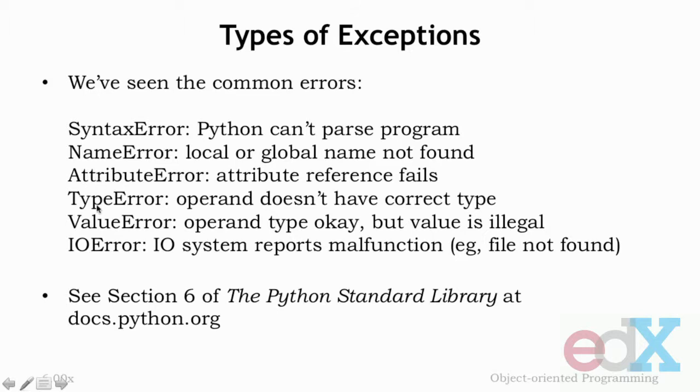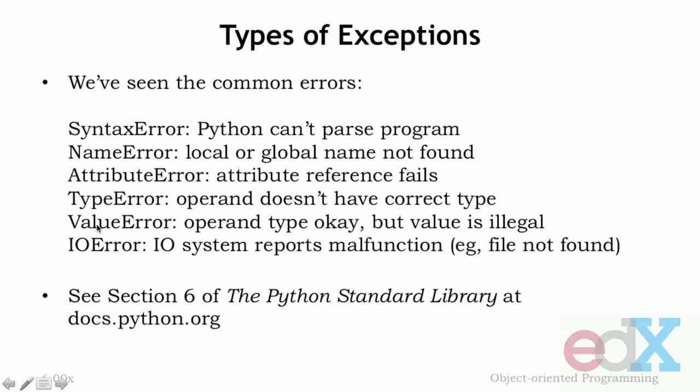We get a type error when the operand doesn't have a correct type. So I'm asking to add a string and a number together, and the plus operator doesn't know how to do that. So it's an illegal type of operand. A value error in which the operand types are okay, but the value is illegal. For instance, division by 0.